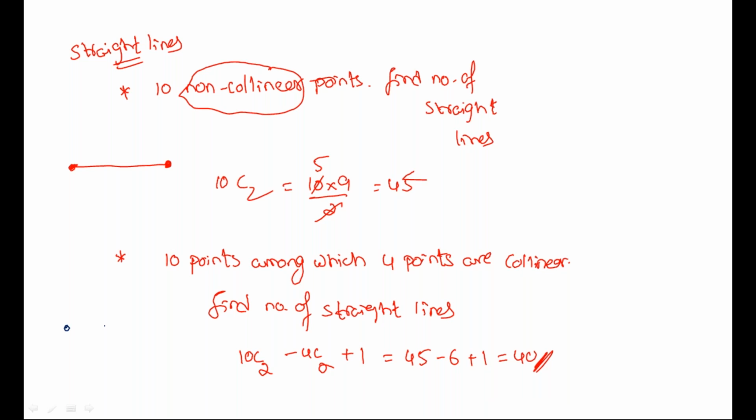Guys, now focus here. Here 4 collinear points are there, fine. Joining these will form one straight line. One straight line is possible. That's why plus 1. Why are we using plus 1? Because of that one straight line. So 10C2 minus 4C2 plus 1. Okay, fine. You just take the screenshot, guys.